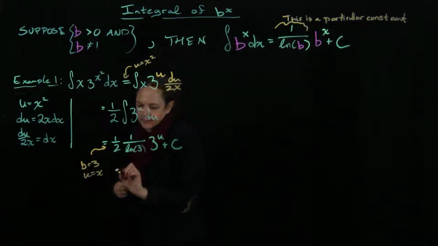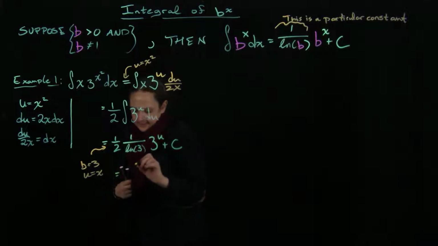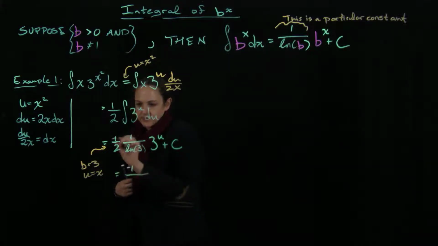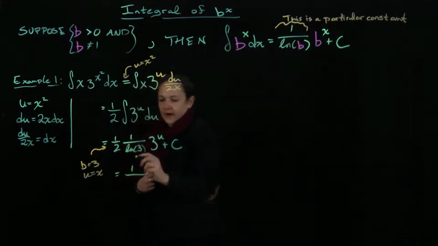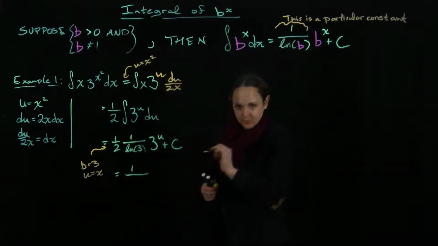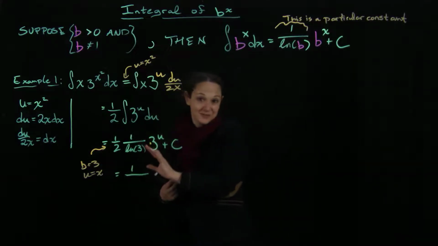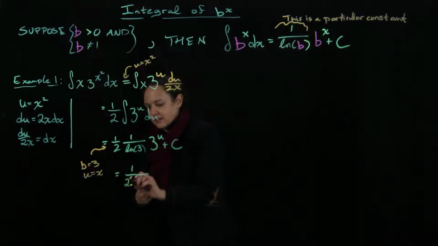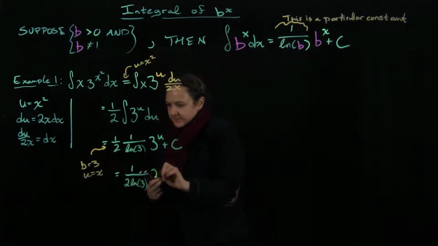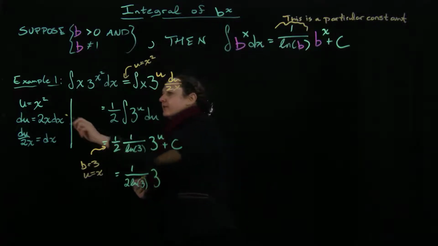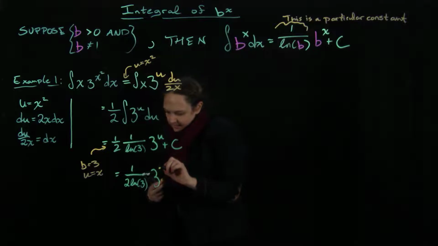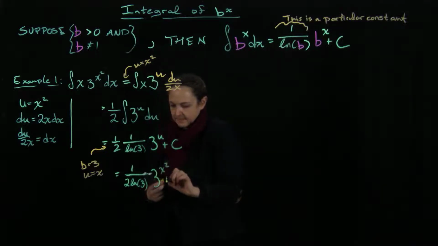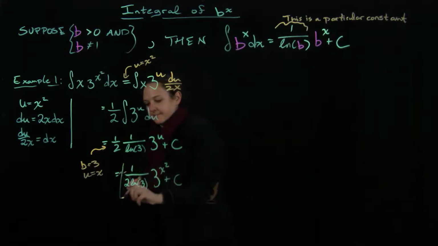So I go ahead and do that, and this is going to equal 1 over, and I'm just going to combine these. When we multiply fractions, we multiply the numerators and we multiply the denominators. It doesn't work with addition of fractions, it works with multiplication of fractions. So I get 1 over 2 times the natural log of 3. And then I have 3, and now I need to plug in that u from over there, so that's just going to be x squared plus c, and I'm done.